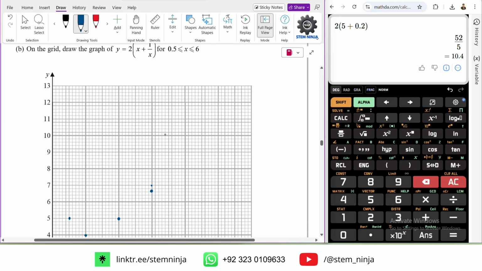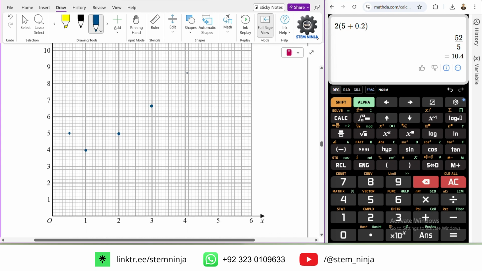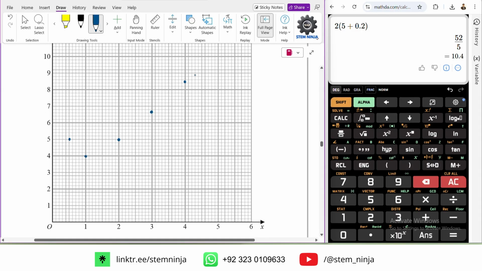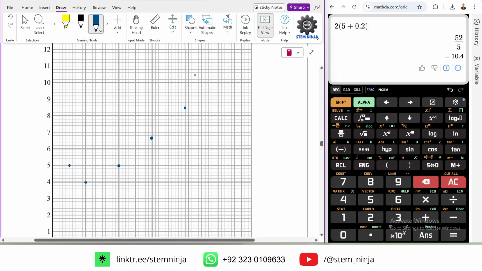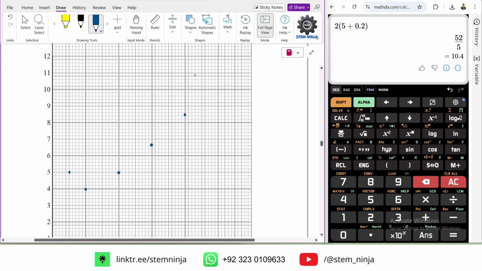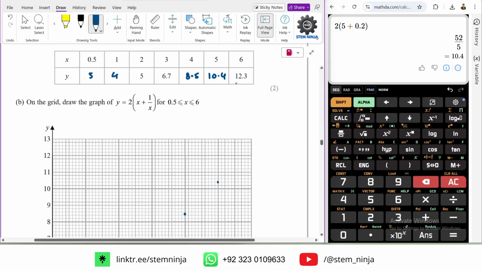Right, okay, never mind. 4, 8.5. 8.5 is somewhere over here. And 6 is 12.3. 5, 10.4. So 10.4 would be right over here, and this is 12.3.